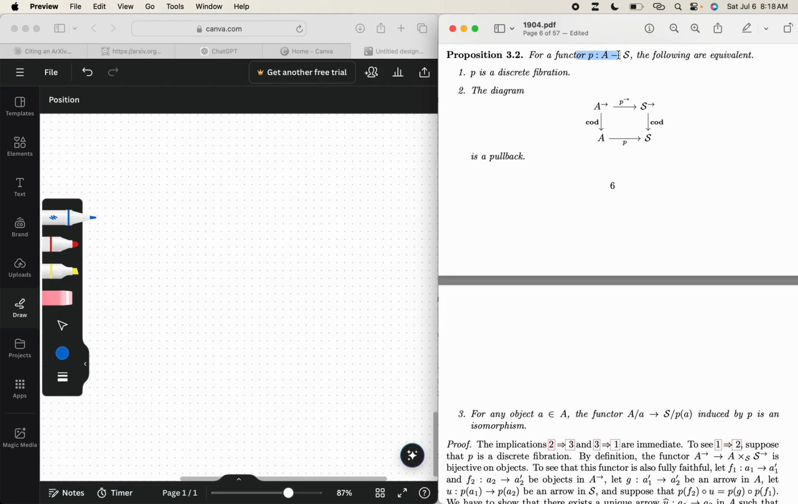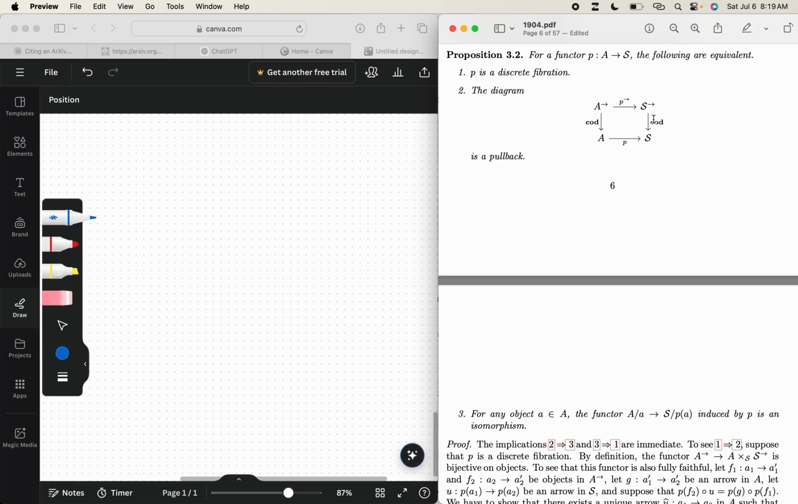For a functor, the following are equivalent. P is a discrete fibration, or the diagram is a pullback. And I don't understand this. I guess this is like a codomain. Wait a second. So A is a category, P is a functor. I guess some kind of codomain map. I would think that maps an arrow to its... Wait a minute. It maps an arrow to its codomain or target object, I would think.